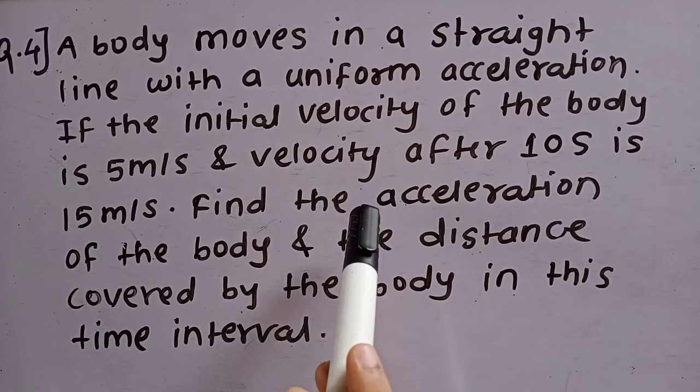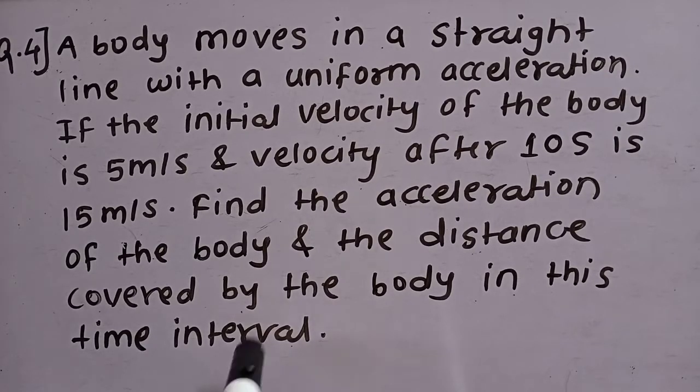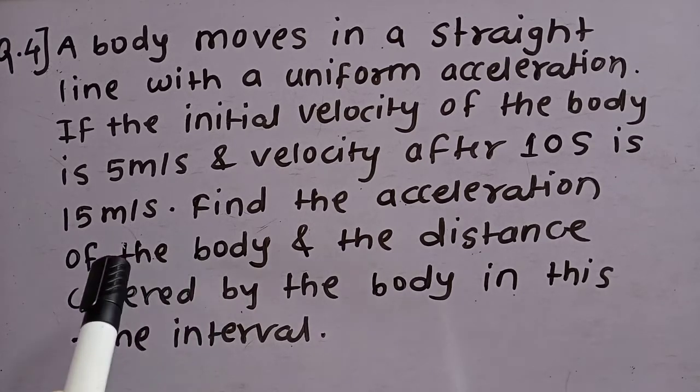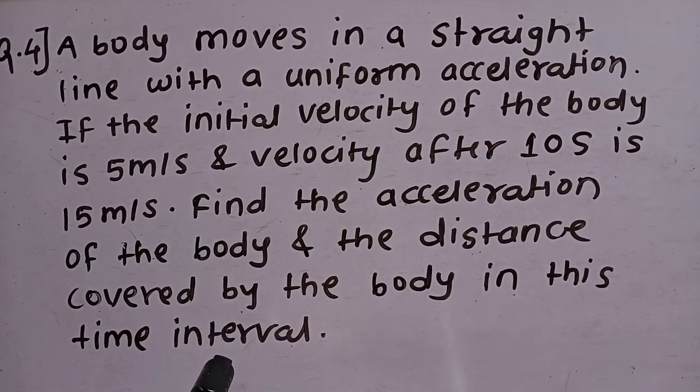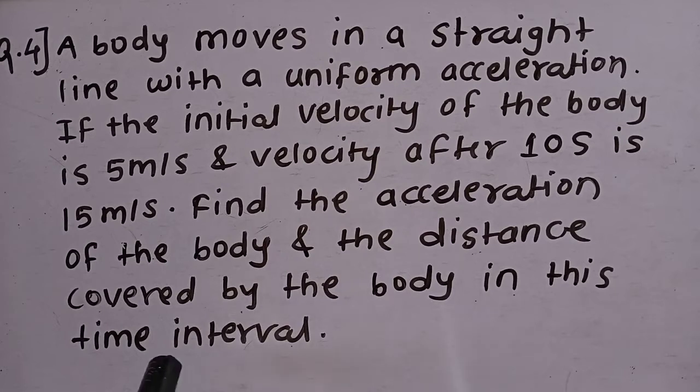Now you have to calculate what? Find the acceleration of the body. Acceleration a is equal to v minus u upon t. So you have to use that formula, a is equal to v minus u upon t. You will get 15 minus 5 upon 10, that is 1 meter per second square. What is the unit of acceleration? Meter per second square.